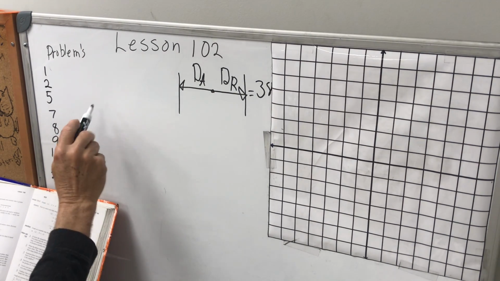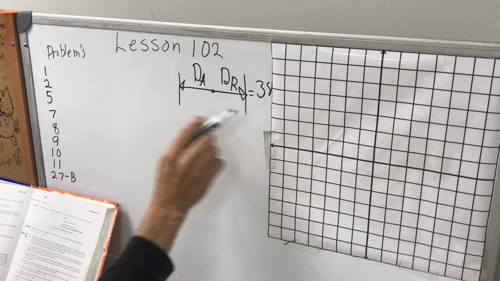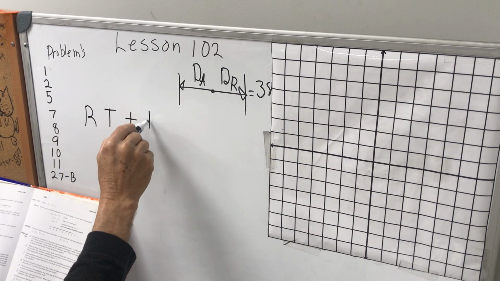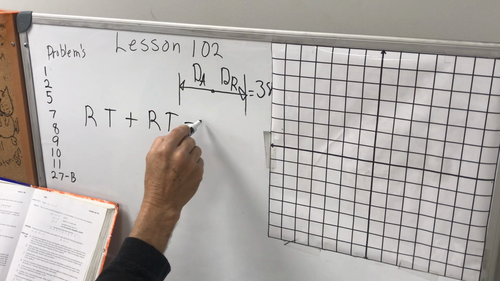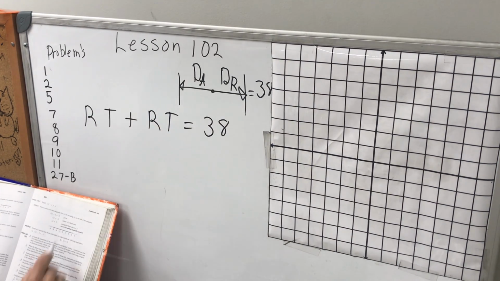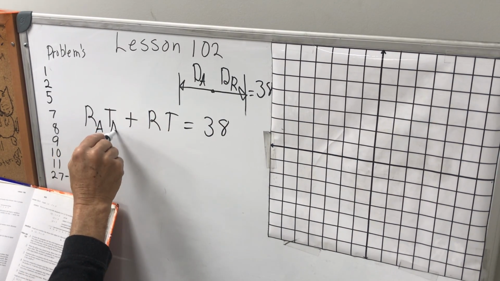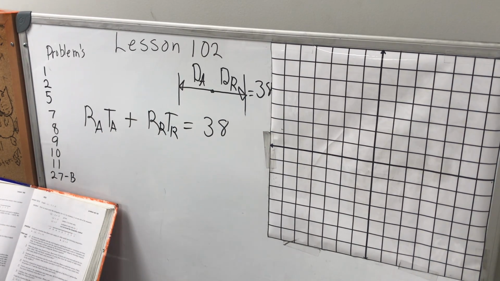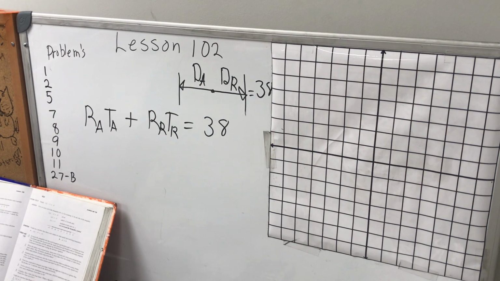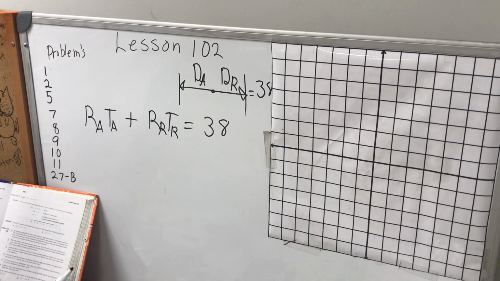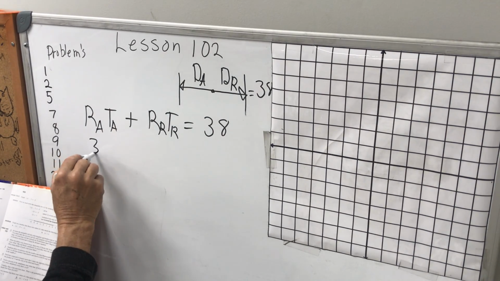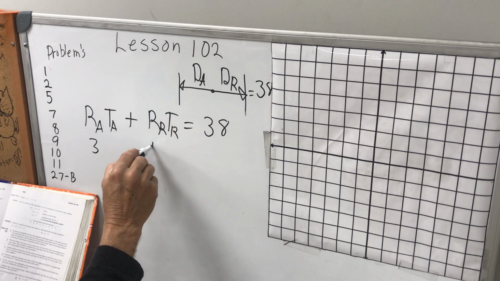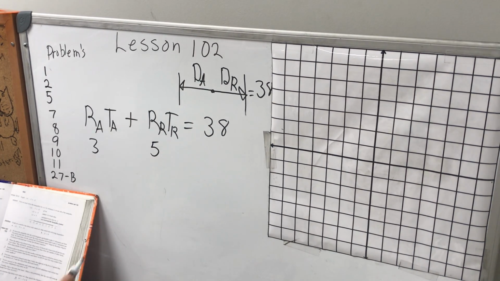All right, here we go then. Looks like a problem of RT plus RT will equal 38. And this is armadillo, and this is raccoon. Let's see what they give us. I always remember we need 3. I see the armadillo, he was traveling at 3 kilometers per hour, and the raccoon was traveling at 5. And then we have the times left.